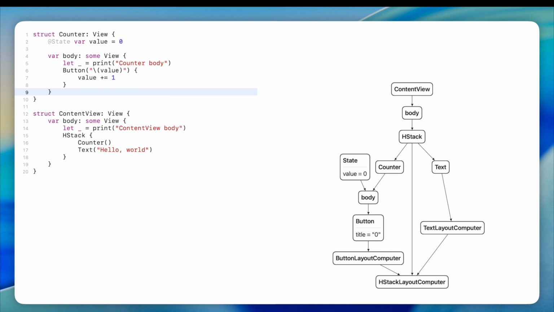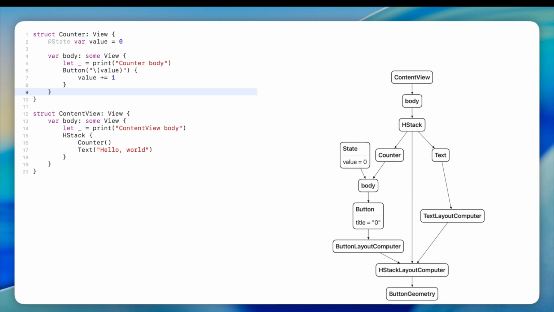Now, this is not the entire story. Out of the layout computer, we get two geometries. And again, this is a simplified version of what the attribute graph really does under the hood, but you can think of this as the frame for that button and the frame for that text. So that would be the position and the size. And so that means that the layout computer might be rerunning, but if the geometries never changed, then everything down below in that graph will also never invalidate.